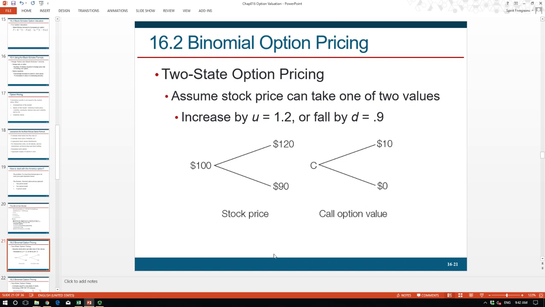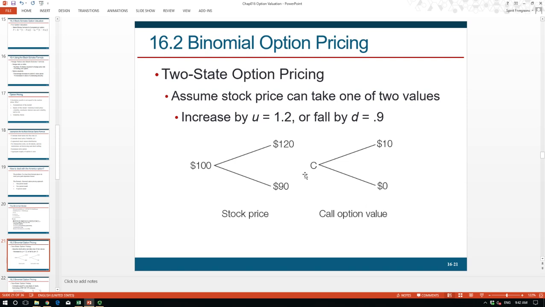And in the textbook, it shows you a very interesting way to use the replication of option to get option price based on the binomial tree method. And here we have a two-state option pricing example. Let's say the stock price right now is $100. It can go up to $120 or go down to $90. And meanwhile, we have option value.